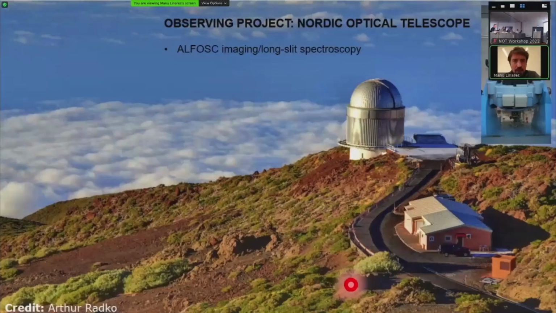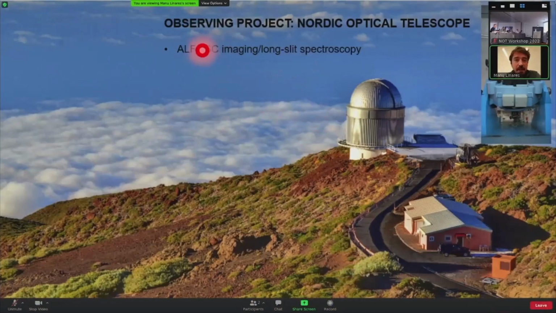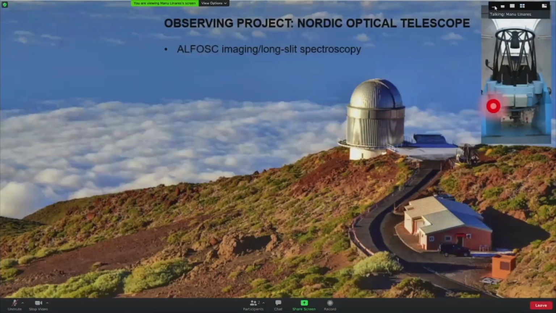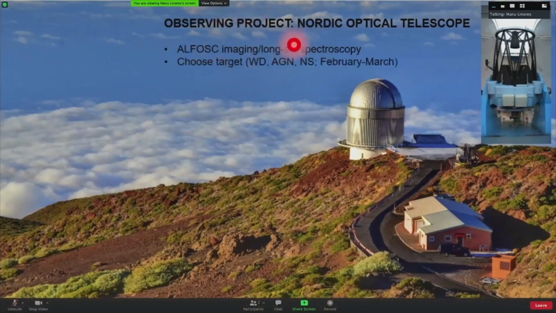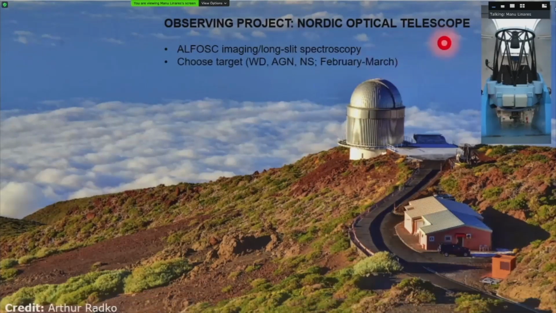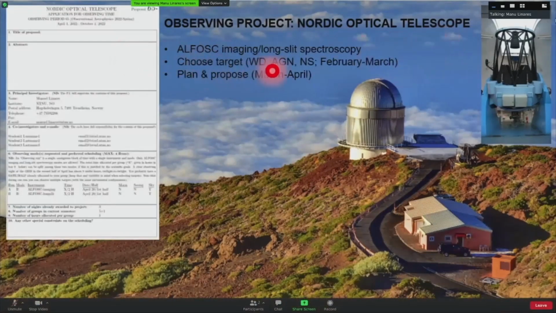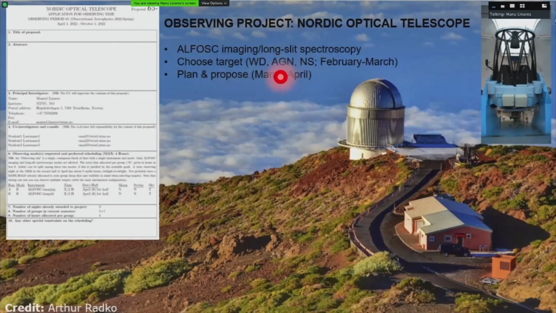All right, so really the observing project, the part that brings me here, is for now limited to optical imaging and long slit spectroscopy for simplicity. Maybe we'll open for new instruments and modes in coming years, but we'll see. Then they choose a target: white dwarfs, AGNs, neutron stars, from a set of catalogs that we distribute to the students. They do this between February and March, and then they plan and propose their observations. So that's done between March and April.